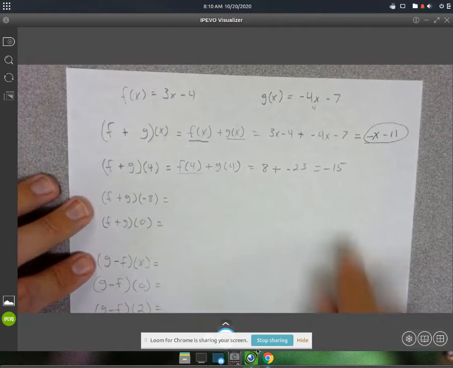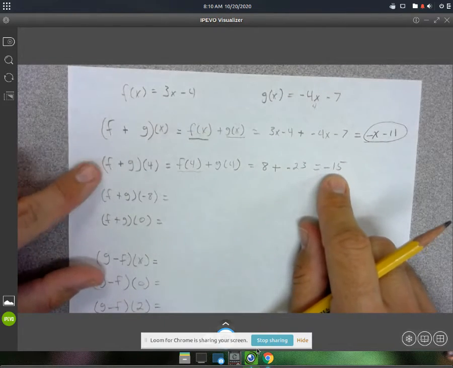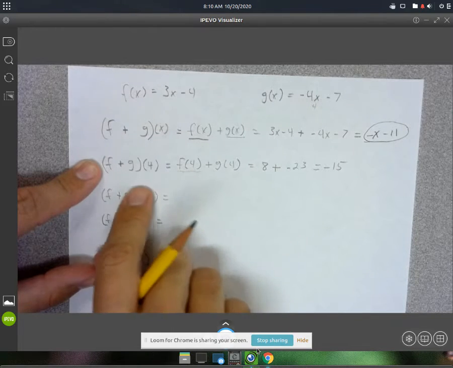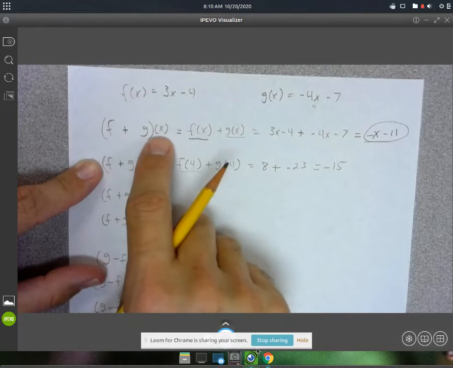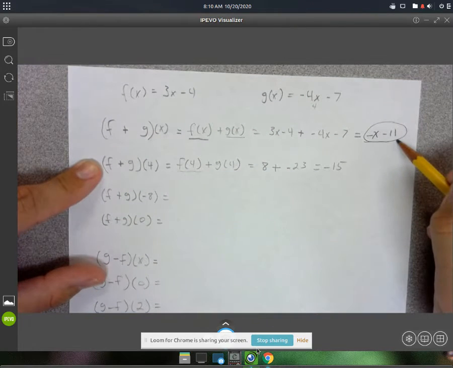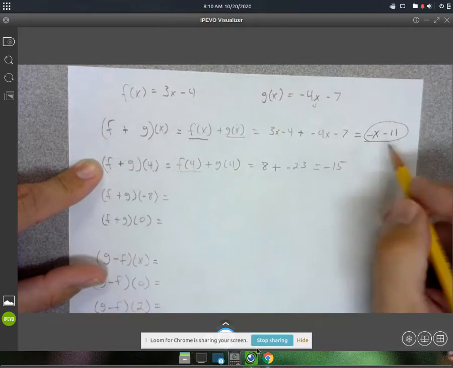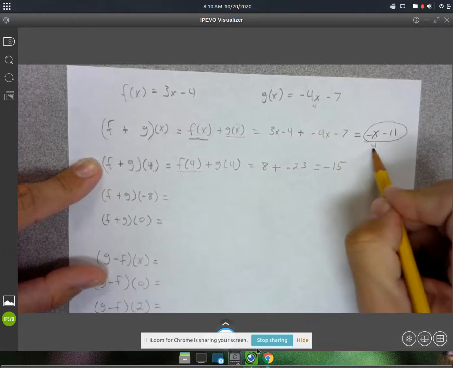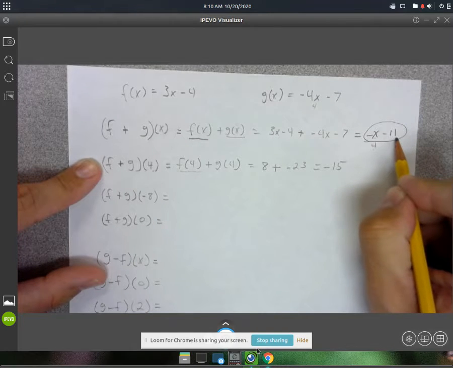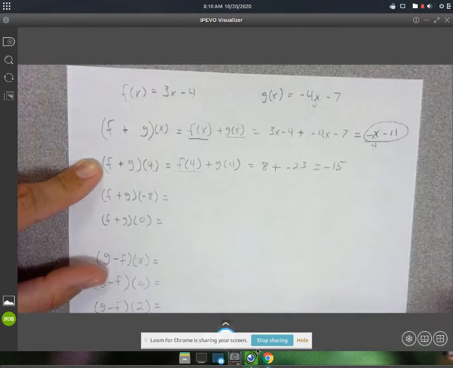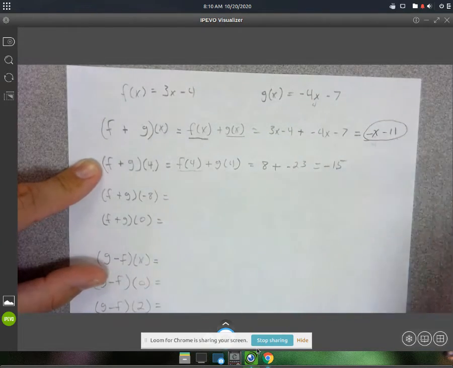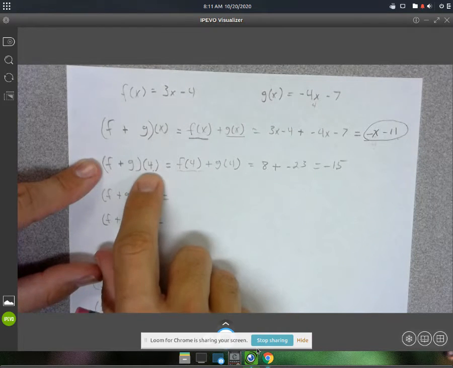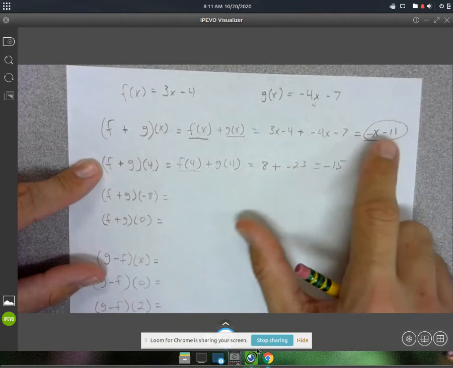Now the other way that you could have figured this out, instead of breaking it down into f of 4 and g of 4, is since you know f plus g of x is this over here, you could just plug in 4 for x on this. So pretend you did that. Negative 4 minus 11, and that would give you negative 15. Because you did all the difficult math up here in the general form, it makes it easier for plugging in numbers later. So I think that's how I'm going to do the rest of these.